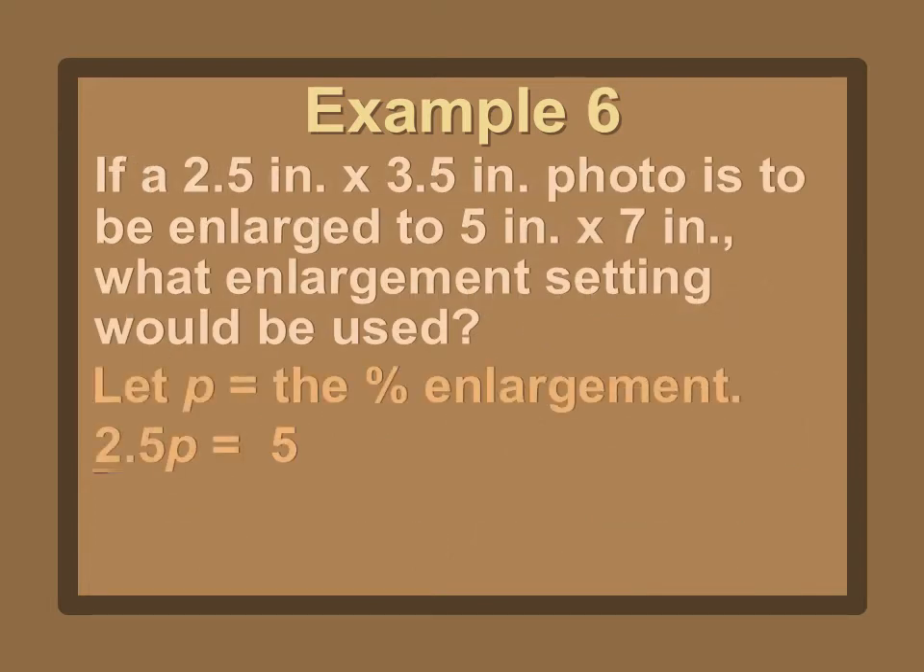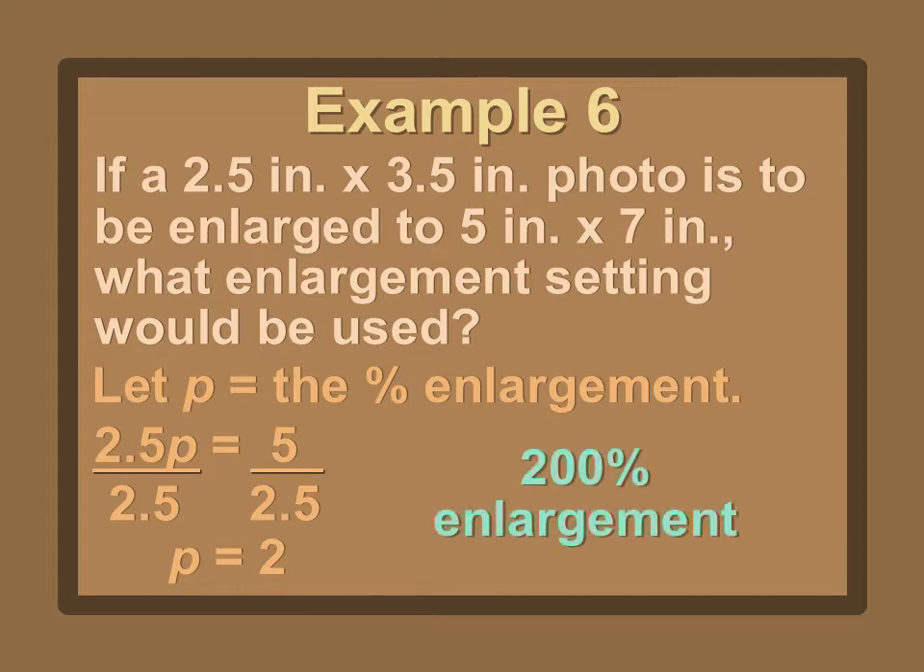Okay, we went backwards. Here we go. Back to P. P equals 2. If you add a percent symbol, you have to move your decimal twice to the right. You have to multiply by 100. So 1, 2, giving us 200%. So we've had a 200% enlargement.